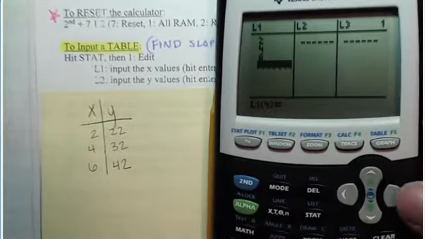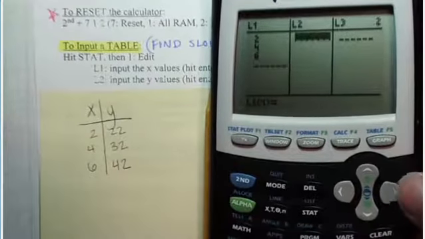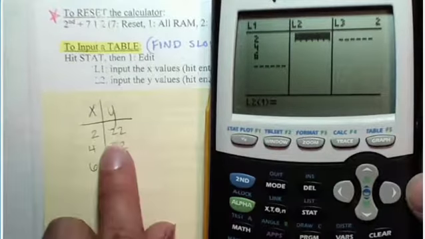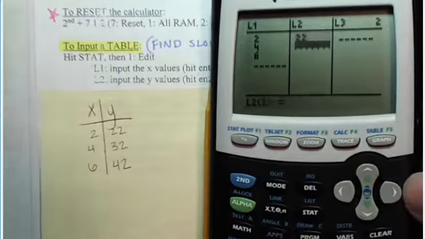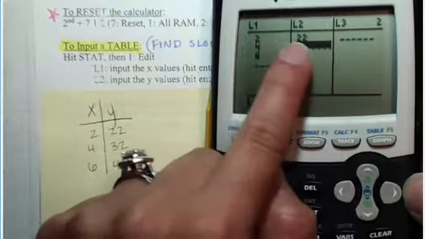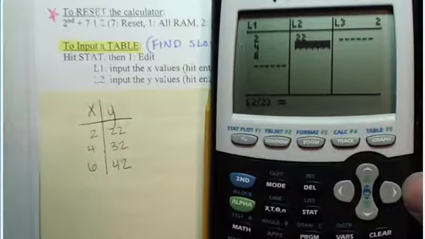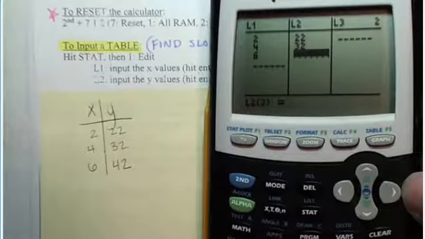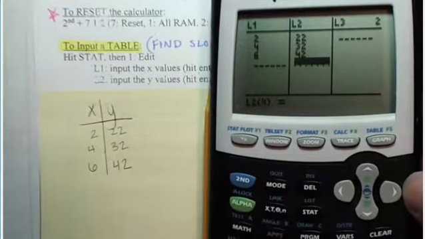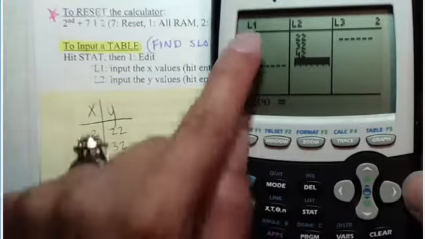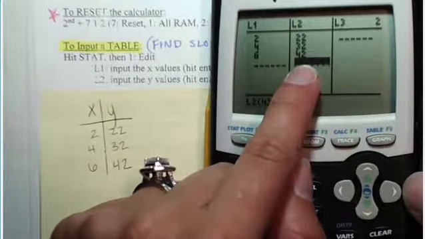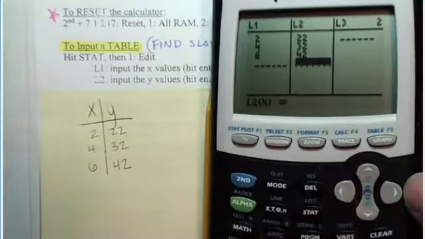Now I'm going to use my right arrow button and go over to the L2 side, which represents my y values. So I'm going to enter in 22. And notice 2 and 22 are a point, so they should be lined up together. 4 and 32, so I'm going to push 32, enter. And then 42. Check your neighbors to make sure theirs looks like mine and yours. Notice I have 3 here and 3 here. It will not work if I accidentally typed in another number. It has to be equal.